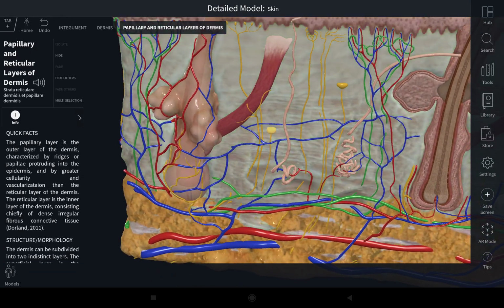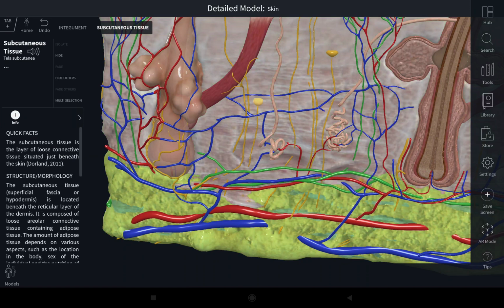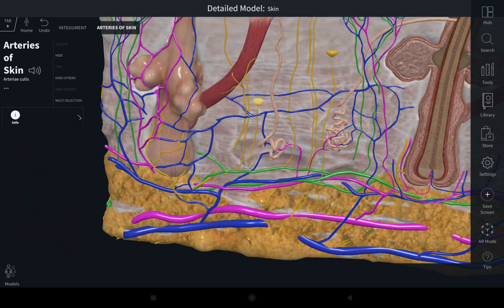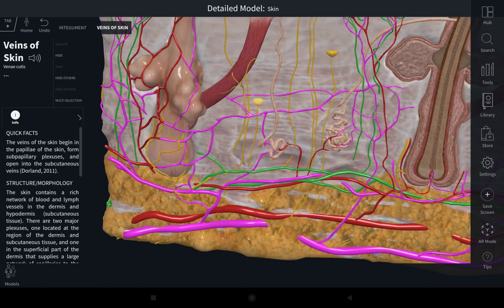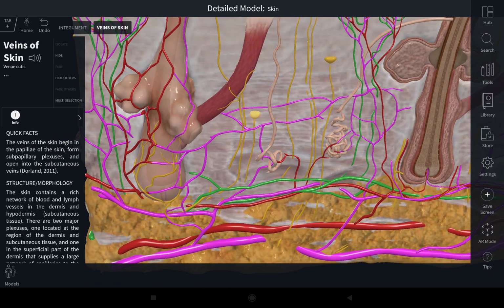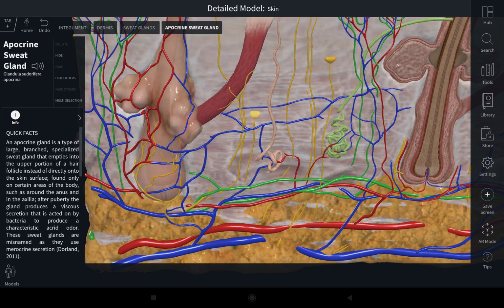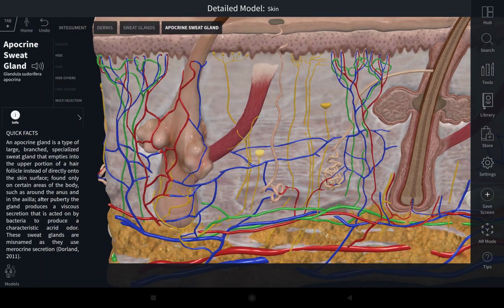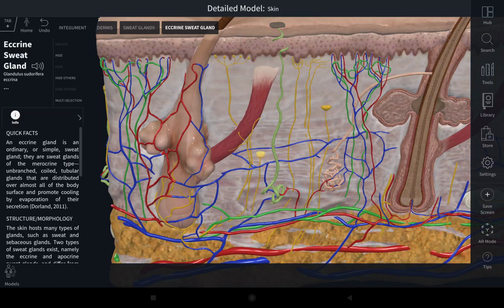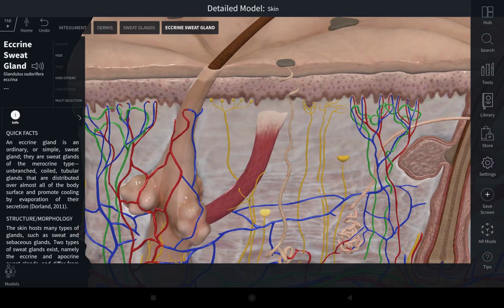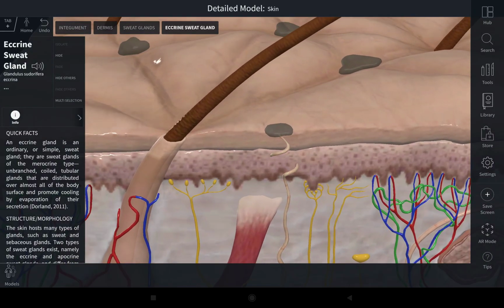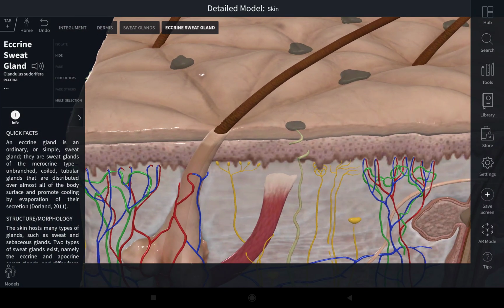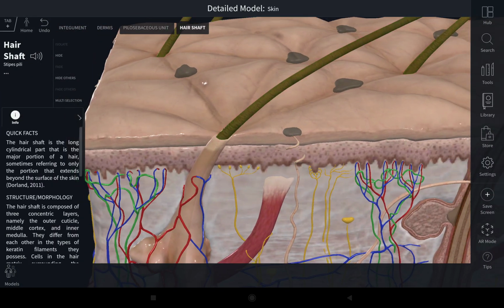This is the subcutaneous tissue. This is the arteries of skin. This is the veins of skin. This is the apocrine sweat gland. This is the eccrine sweat gland. This is the eccrine sweat gland which opens in the epidermis. This is the hair shaft.